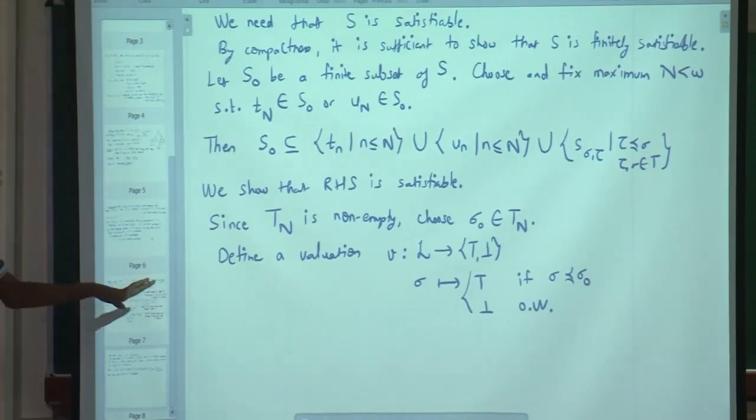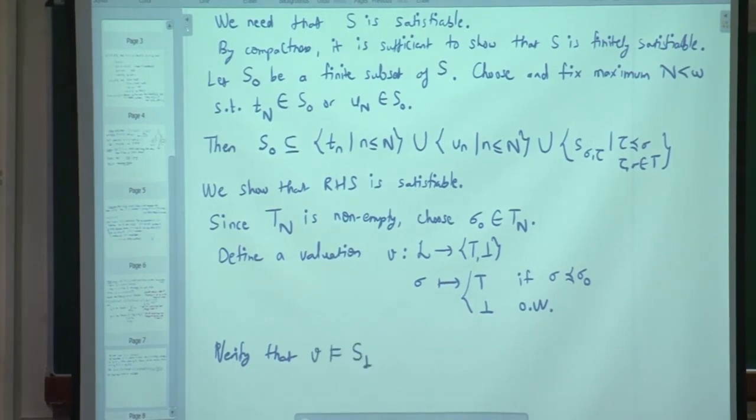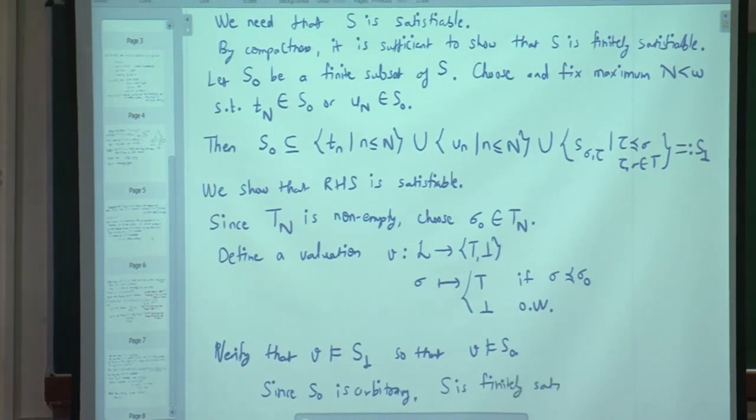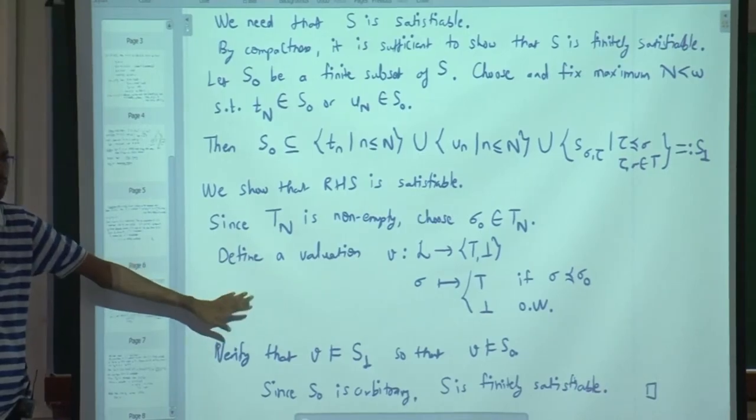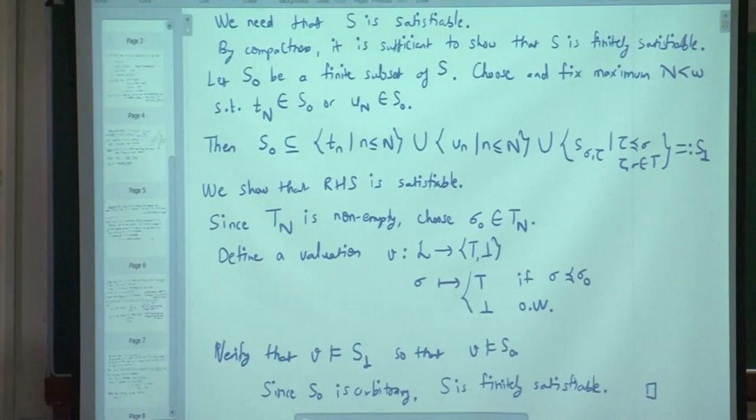Now this is an arbitrary function. I will leave this as an exercise, so please verify. V is a model of the left hand side. This is S1. V models S1, so that V models S0. Since S0 is arbitrary, S is satisfiable. S is finitely satisfiable. I already told you how to do it, but you should just verify. Any questions?